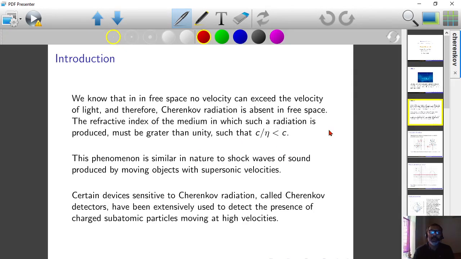This phenomenon is similar in nature to shock waves of sound produced by moving objects with supersonic velocities. Certain devices sensitive to Cherenkov radiation, called Cherenkov detectors, have been extensively used to detect the presence of charged subatomic particles moving at high velocities.